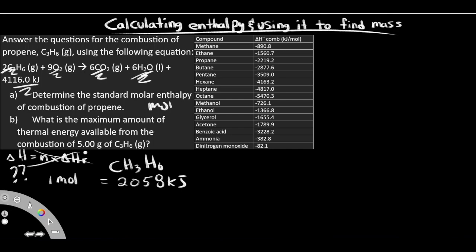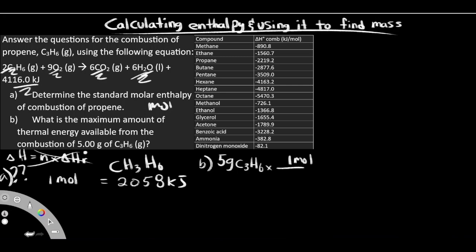Next, again, this was A. Now we're going to go look for B. What is the maximum amount of thermal energy available from the combustion of 5 grams of C3H6 or propene? Well, let's write this out so that we end up just getting our 5 grams. But our 5 grams here of this propene, I need to always change it into moles. So let me change it into moles right now.